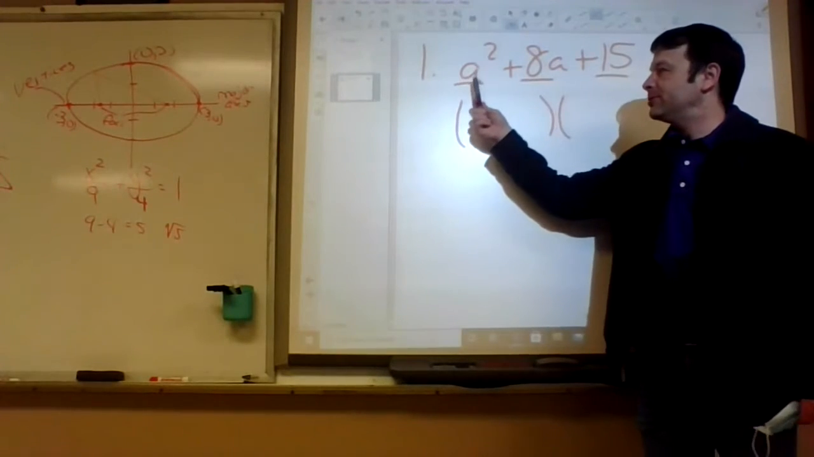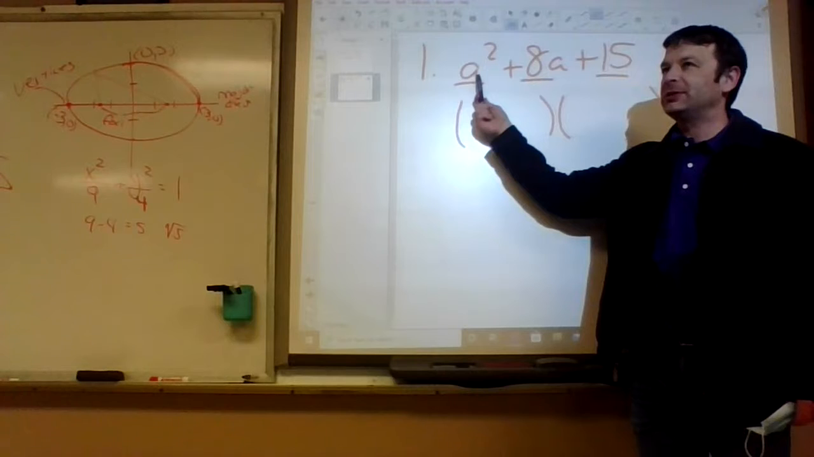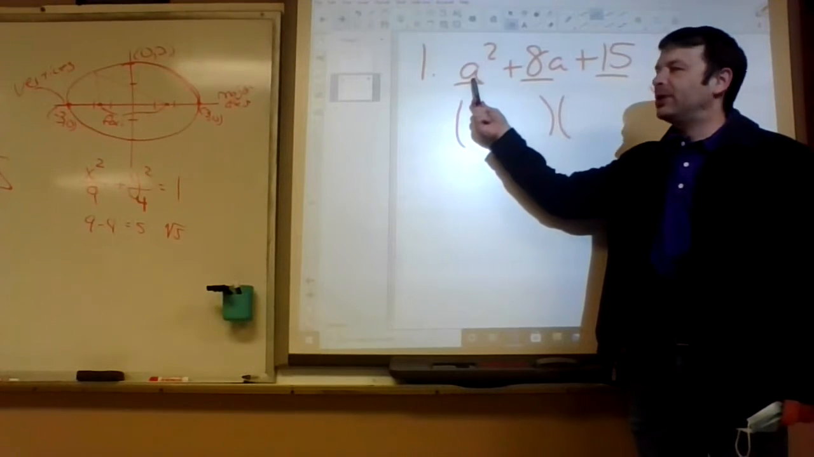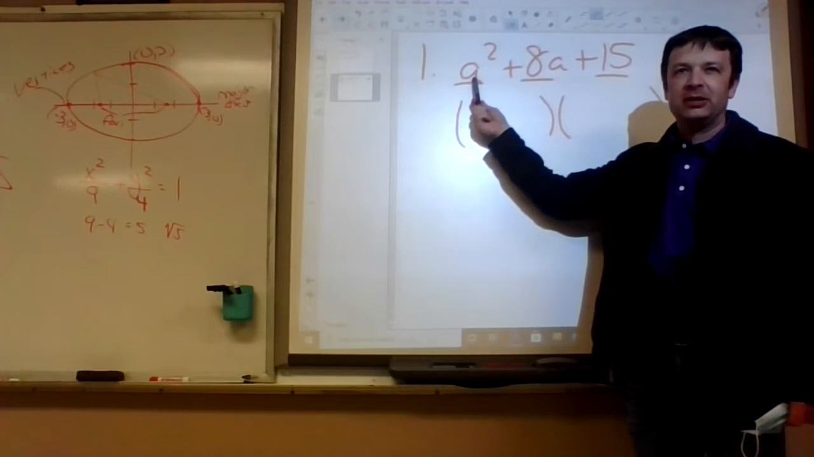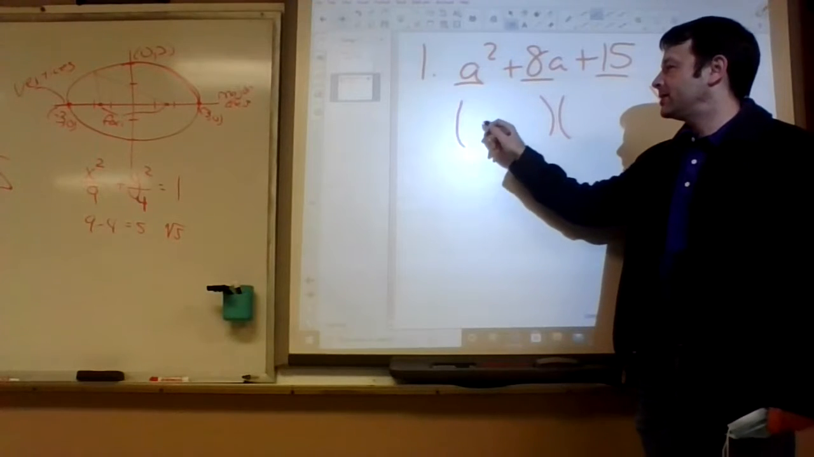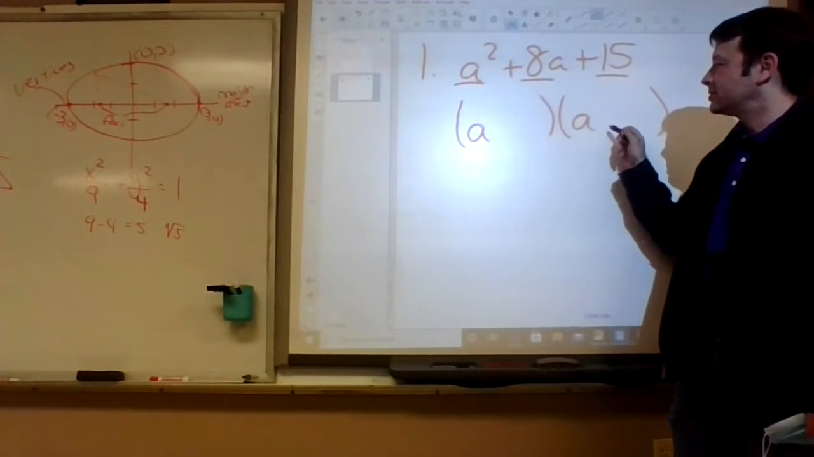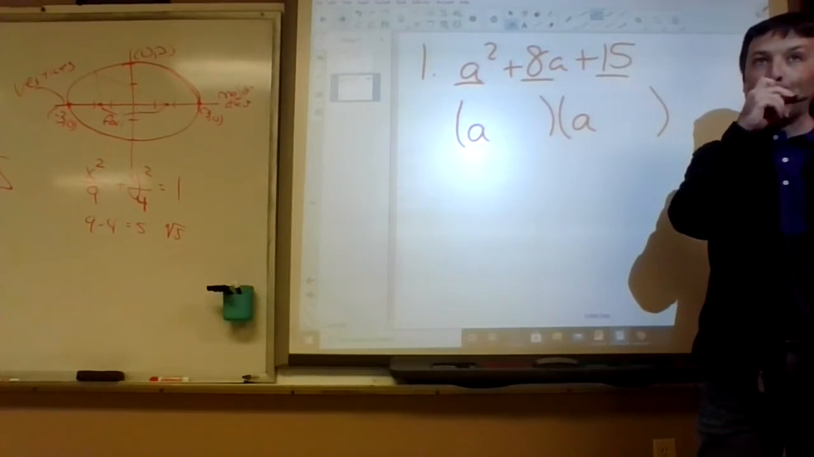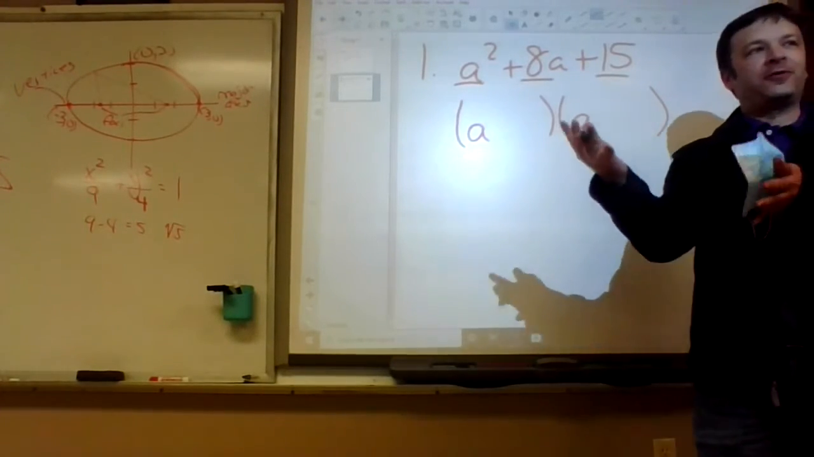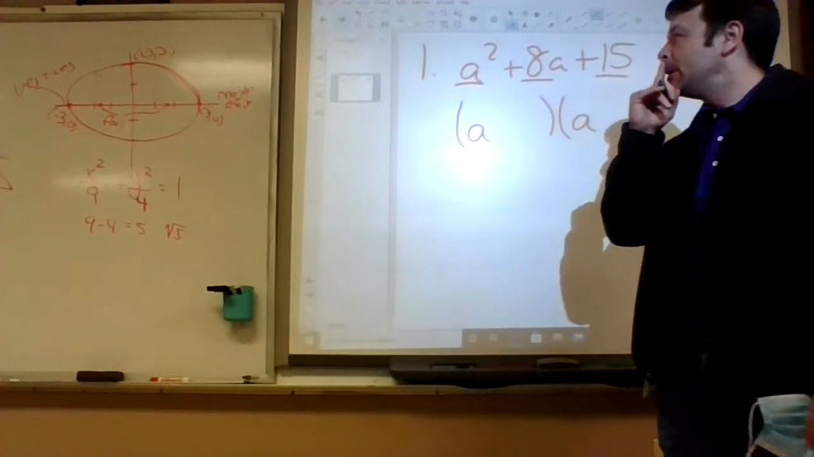So what we're going to do, you guys ready? Time to listen. What times what equals a squared? A times a. Okay, those are going to go in the front, a and a, because when you foil it, you know you do first. A times a is a squared.